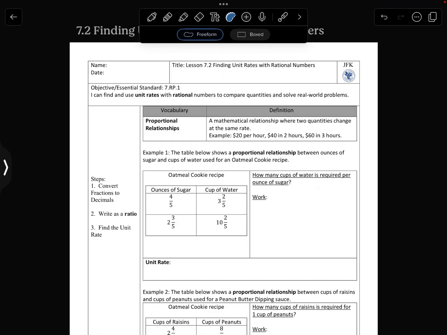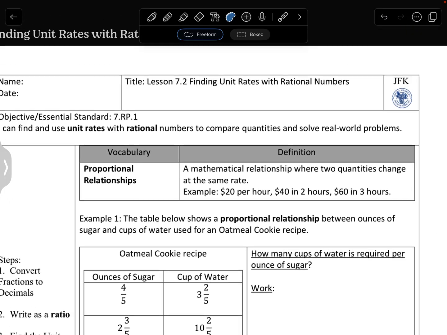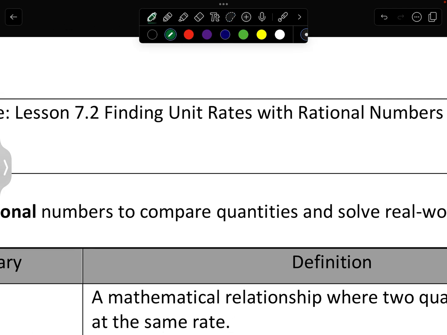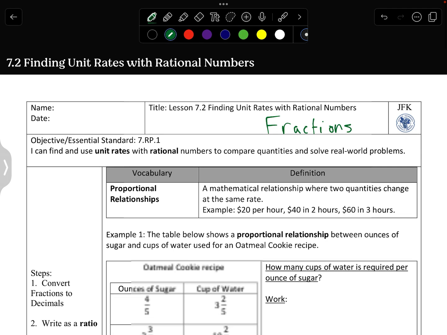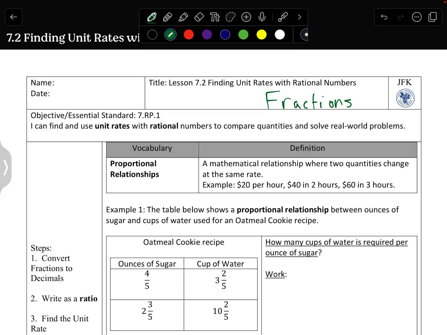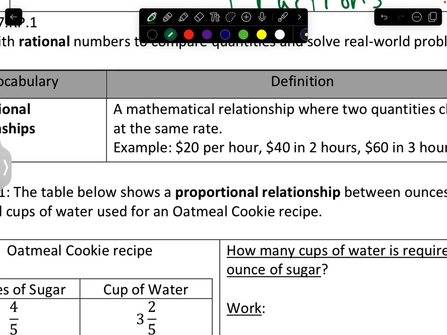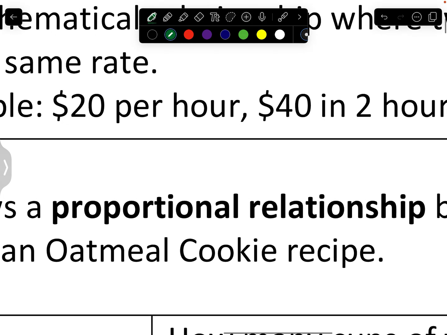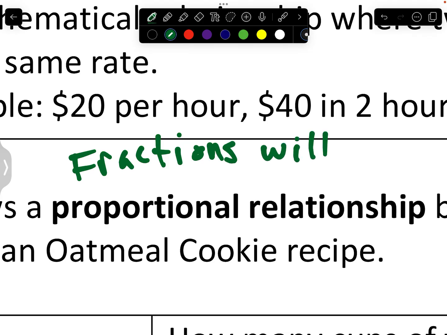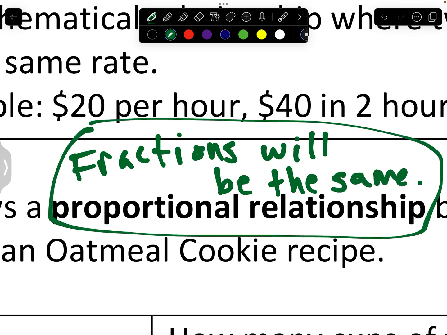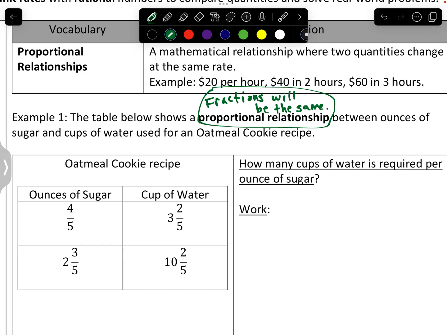All right, guys. So yesterday we talked about proportional relationships. Today, honestly, we're doing the same thing as yesterday. The only difference is now we're dealing with rational numbers, which means fractions. So with that said, we said yesterday that proportional relationships means that no matter what fraction you use, they're going to be the same. So there's no need for us to do both sets of numbers. We just need to do one.